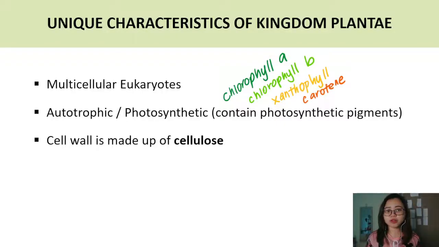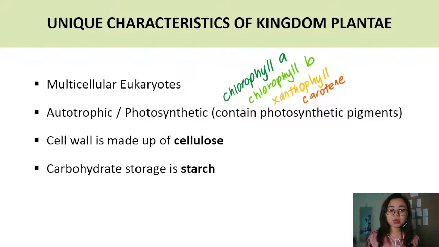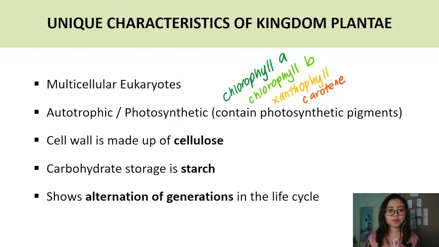Alright, so moving on. Another unique characteristic of Kingdom Plantae is that the cell wall is made up of cellulose. And plants store their carbohydrate in the form of starch. There is also an alternation of generations in the life cycle of Kingdom Plantae. What is alternation of generations? Alternation of generations means it spends part of its life as a multicellular gametophyte, in which all the cells are haploid, and it spends another part of its life as a multicellular sporophyte. So if sporophyte, that means all the cells have diploid number of chromosomes. We will talk a bit more about alternation of generations in the coming slides, so let's be patient about this point.